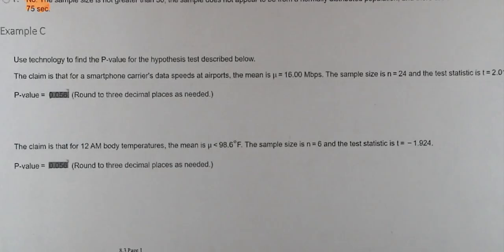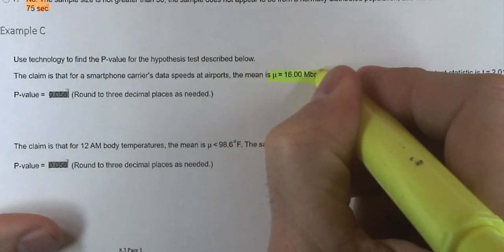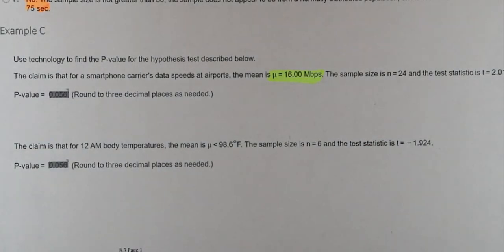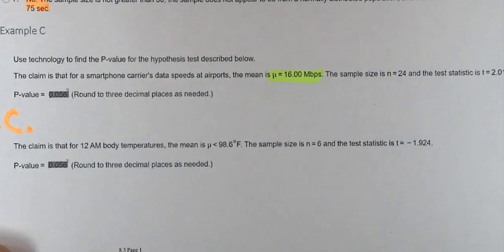The claim is that for carriers' smartphone data speeds at airports, the mean is 16. Okay, well, the mean is 16. So that's our original claim. How can I put that into words? Original claim, not in words, with symbols.